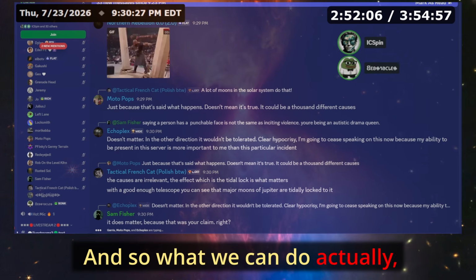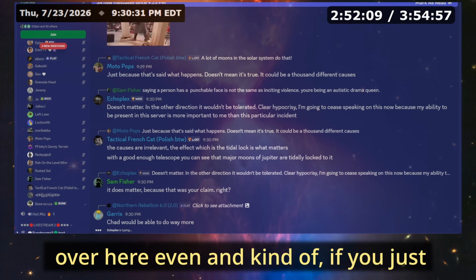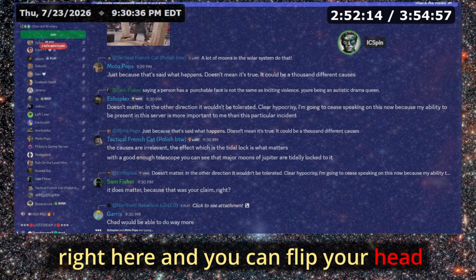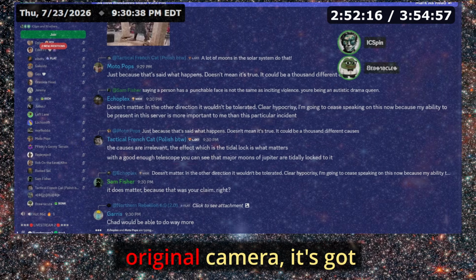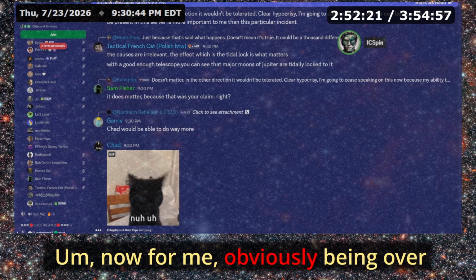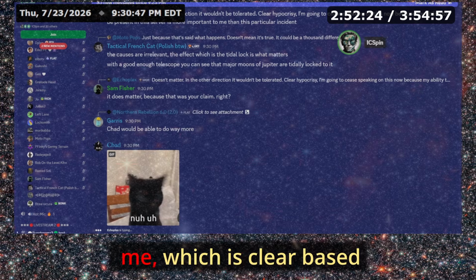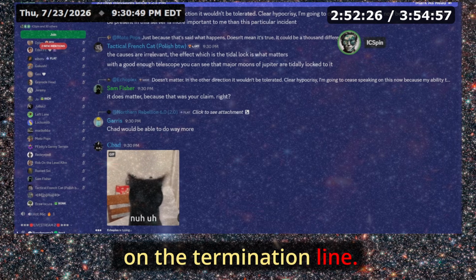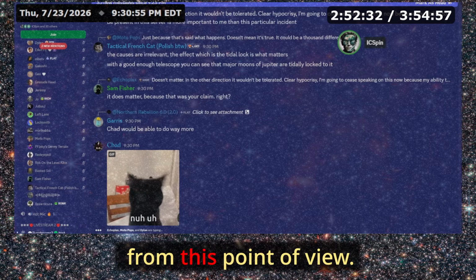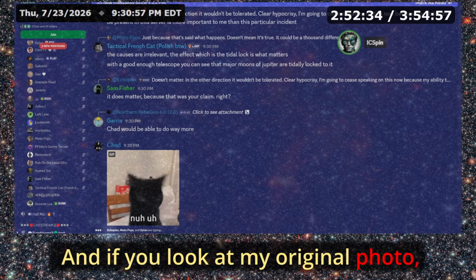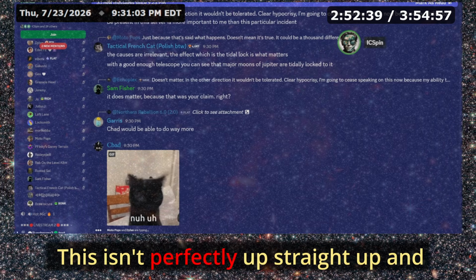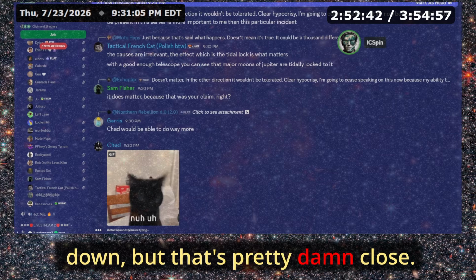And so what we can do actually kind of looks like that. We can go over here even, and if you just imagine that he's standing upside down right here and you flip your head over a little bit, it's got this sort of thing going on in the original camera, right? Now for me, being over here, it's going to be in darkness, which is clear based on the termination line. I would be standing almost right side up from this point of view. If you look at my original photo, which I have to zoom in on a little bit, it's off kilter a little to the right. This isn't perfectly straight up and down, but that's pretty close, right?